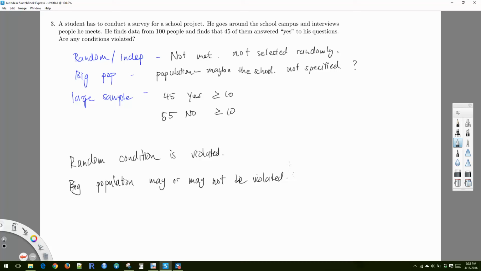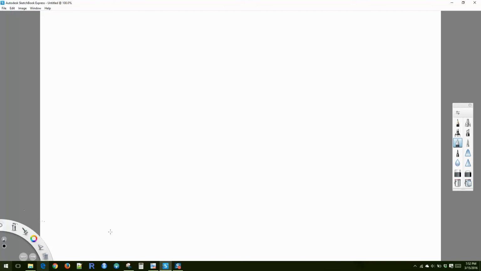For the final exam, I've made sure all of these questions are unambiguous regarding whether something is violated or not violated. Okay, so I know this one's not the best question because whether the big population condition is violated or not is ambiguous. So it's hard to say. But on the final, I read through them and I made sure that all of my questions are unambiguous regarding these conditions. So that's question 3.